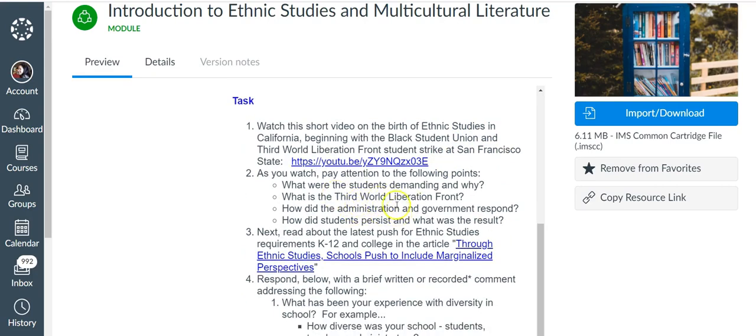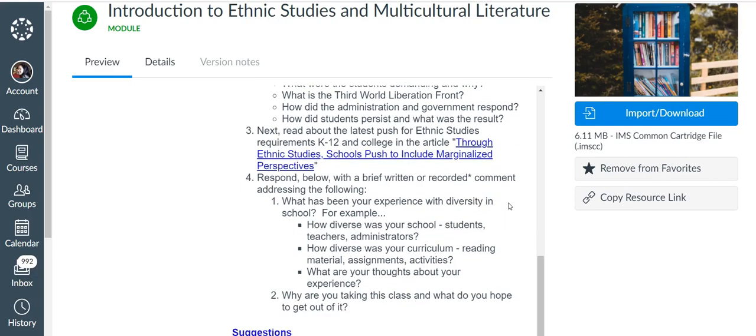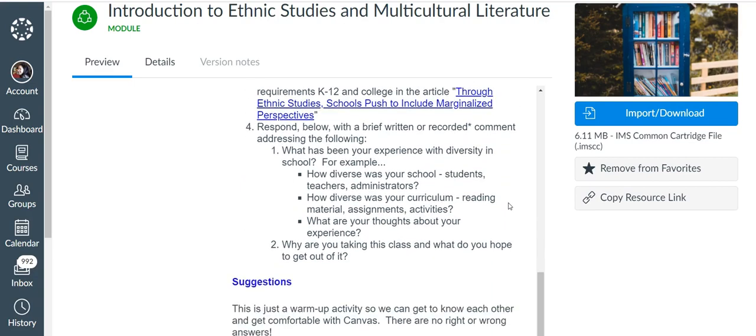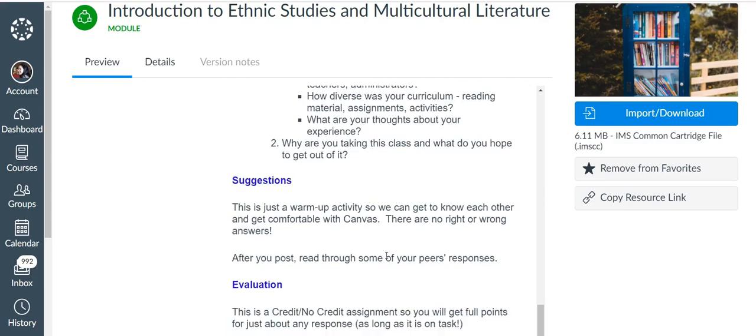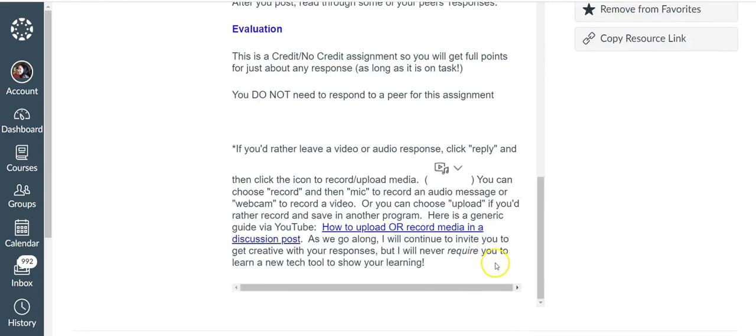I have them then answer some questions, thinking about what they learned from that, and then reading about the push for ethnic studies in K through 12 specifically, because that has been the focus of most of the research, and then having them reflect on their own experience and just what they're hoping to get out of the class. So this is the warm-up introduction activity that I have asked them to do.